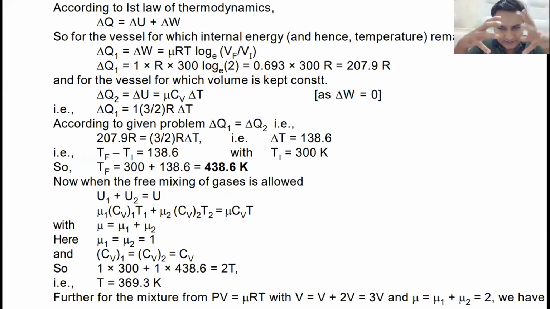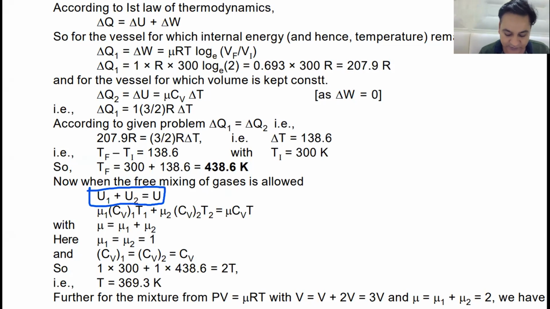Basically, once the gases are mixed, you can apply this formula: U1 plus U2 is equal to total energy of the mixture. Yes or no? They are not going to react, the gases, right? So mu1 C1 T1 plus mu2 C2 T2 should be equal to total number of moles into CV into T. Yes or no? Both the gases are monatomic. You understand this step? This is what you need to calculate.